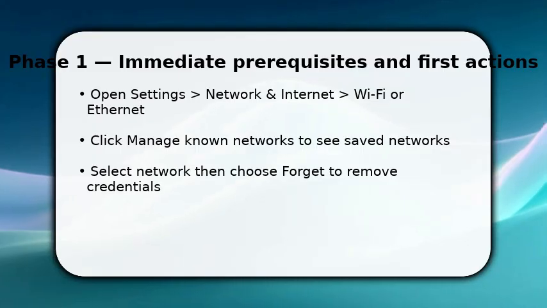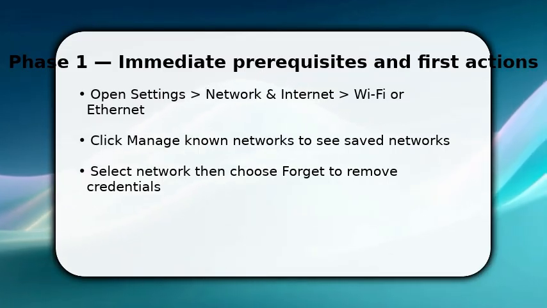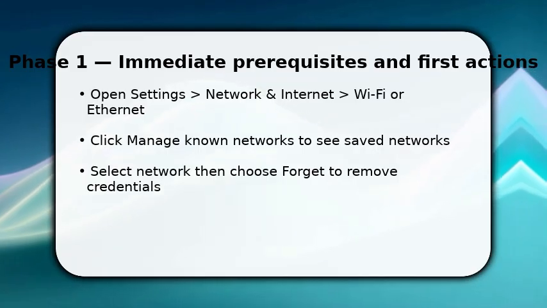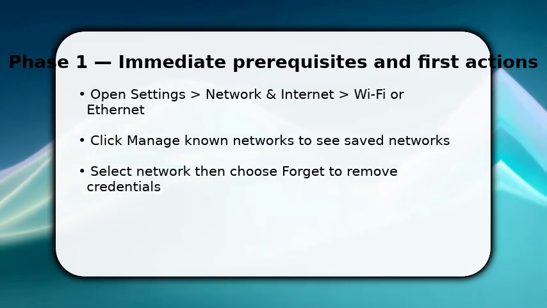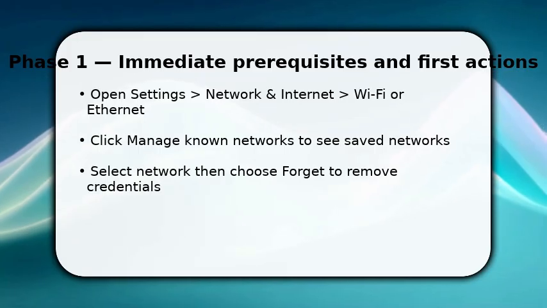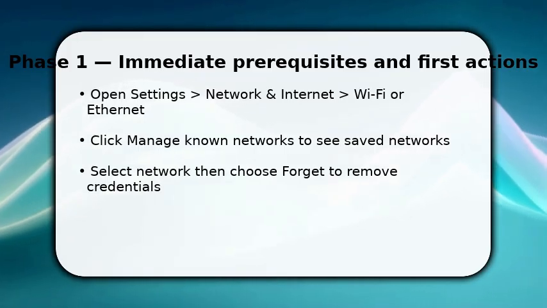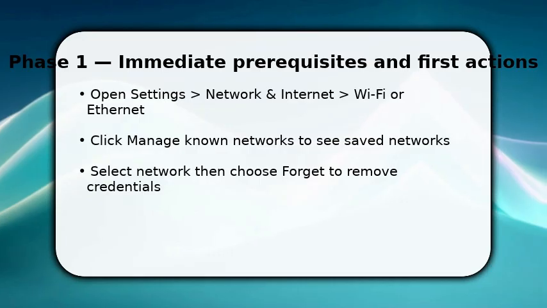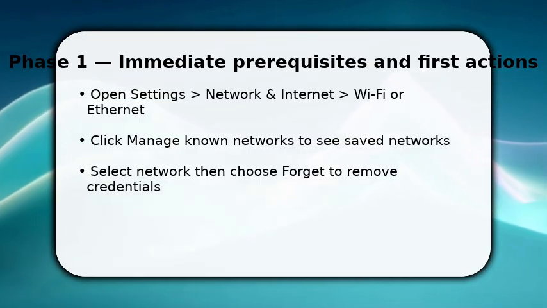You begin by opening Settings and navigating to Network and Internet. This gets you to Wi-Fi controls quickly. Once there, choose Manage Known Networks so you can view saved SSIDs and their profiles. You should select the exact network name because removing the wrong one wastes time. Click Forget to delete stored credentials and stop automatic reconnection.